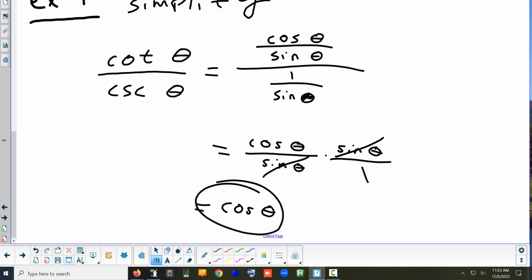So the point to this kind of thing is, in calculus, you may have to do what's called a derivative or an integral of cotangent over cosecant. Well, derivatives and integrals are more complicated if you have to do them with fractions. So then it becomes a question, can we rewrite the original problem so it's not a fraction? And the answer is yes. You can rewrite the original problem as just cosine, and that's much, much simpler to work with than this. So that's the goal. This is usually the first step in a bigger problem in calculus, simplifying what they give you using trig identities.